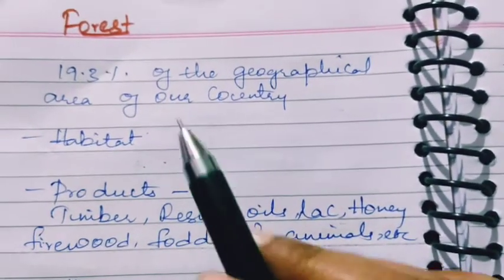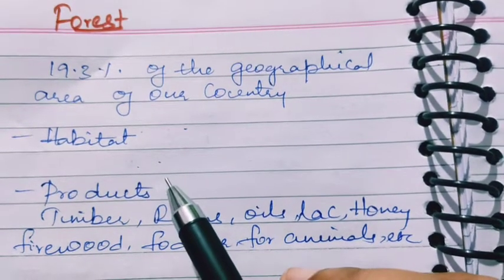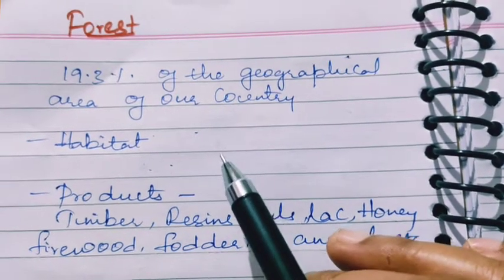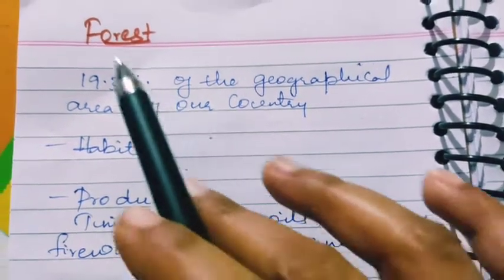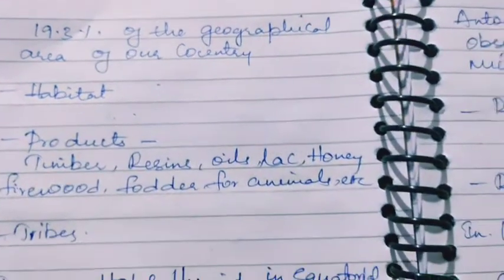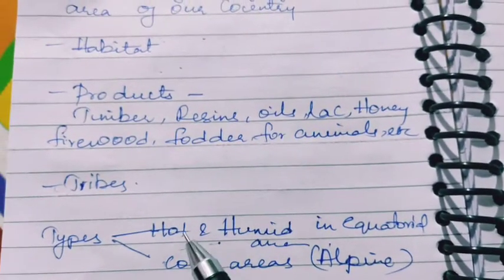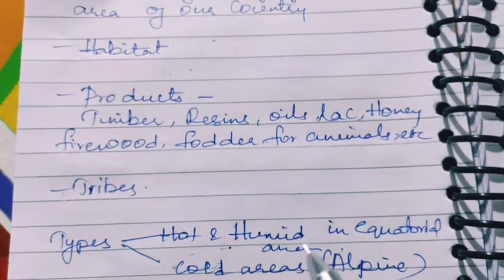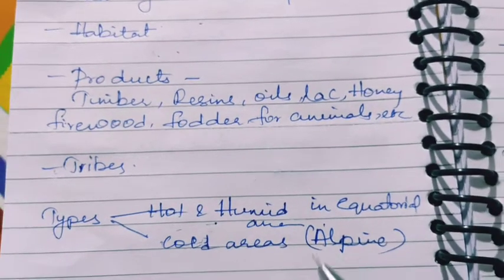Forests are called the lungs of our earth as they take up a large amount of carbon dioxide and other harmful particles and keep the air clean. Hence forests are known as the lungs of our earth. And we see 2 types of forests: in hot and humid equatorial regions, and in cold areas they are alpine forests.